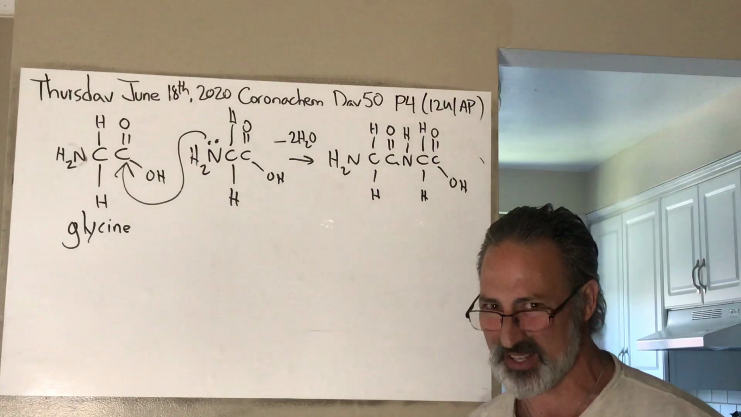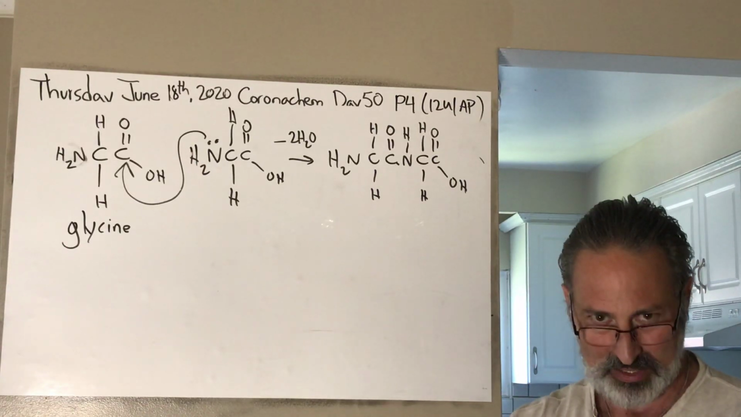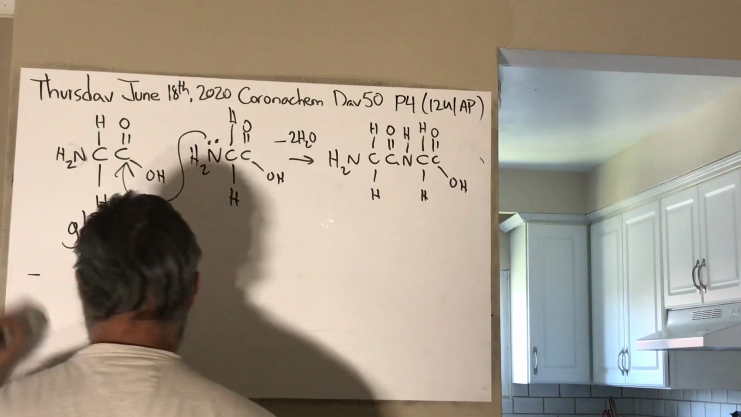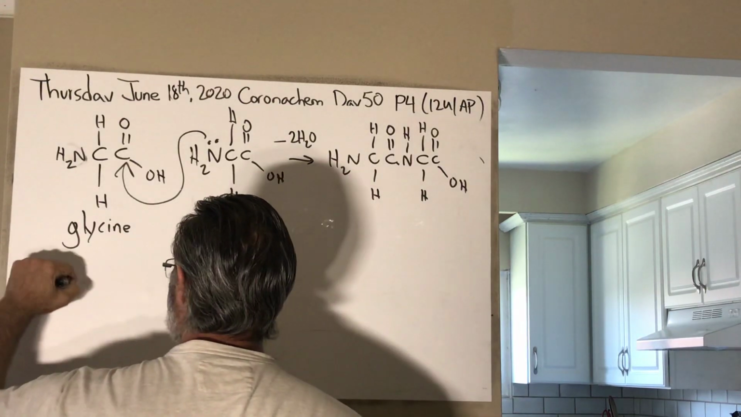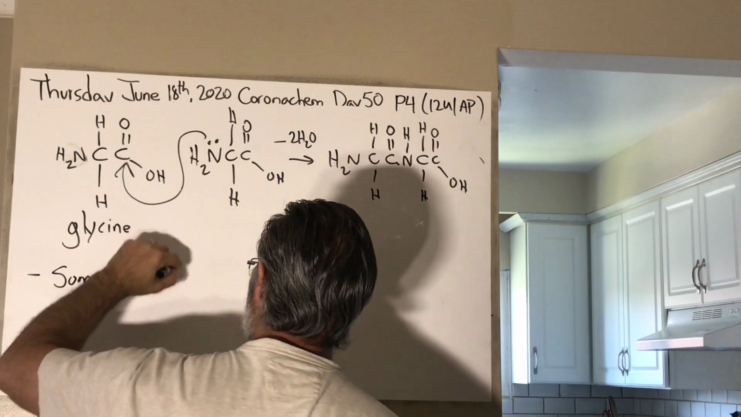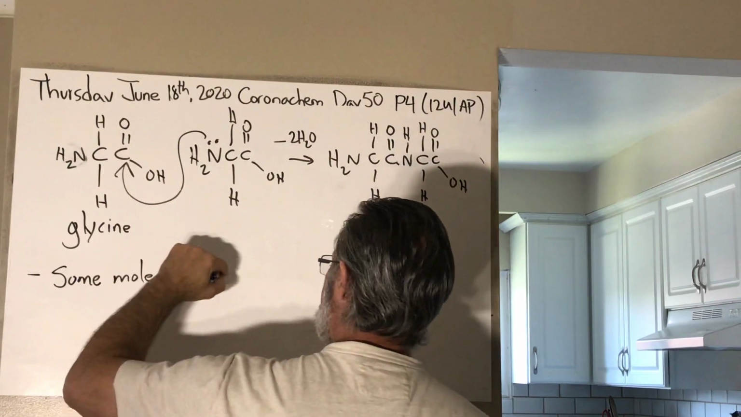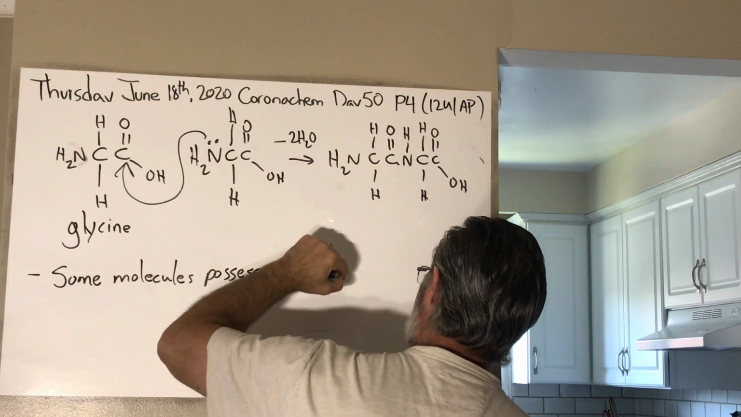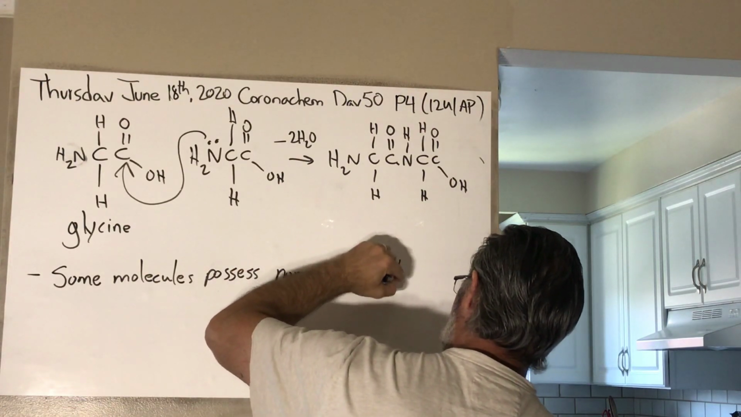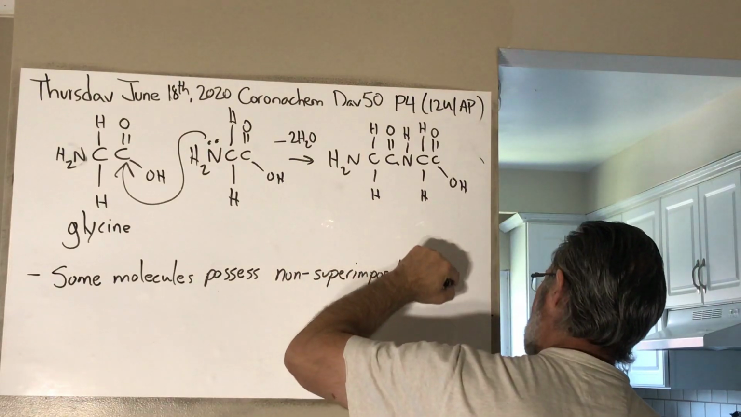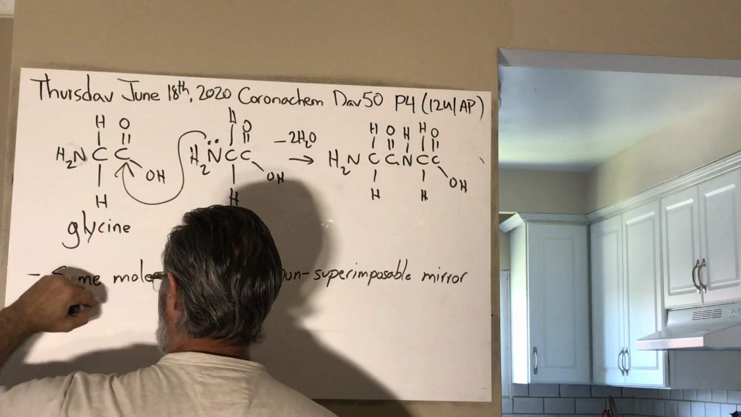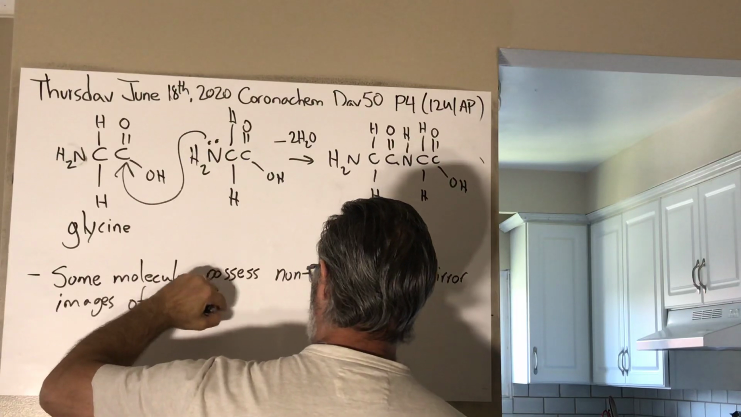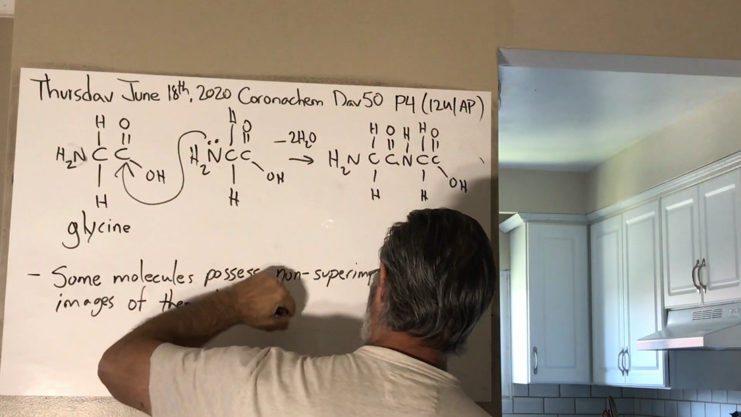Now, one last thing I want to mention, because it's a whole course in university. This one little idea is actually more than one whole course, but I'd be remiss if I didn't mention it. Some molecules possess non-superimposable mirror images of themselves among their isomers.